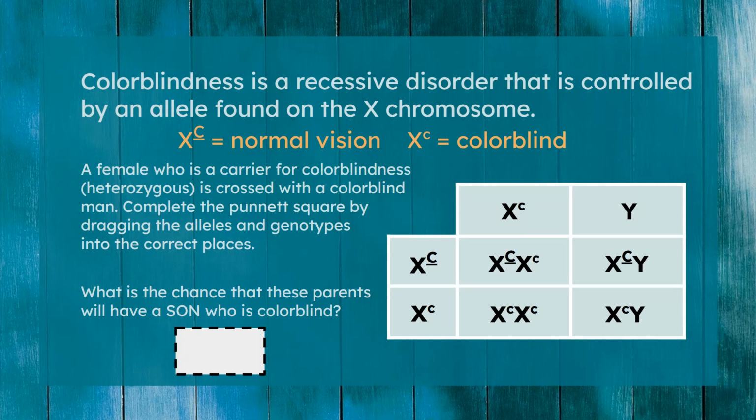We fill in our Punnett square, and it says, out of their offspring, what's the chance that they will have a boy, a son, that's colorblind? So when we look at the Punnett square, it looks like only 1 out of 4 is a male that is colorblind. So it's going to be the bottom right corner, says X^c Y. That's a male. He's recessive, which means he is colorblind. And that concludes our notes.